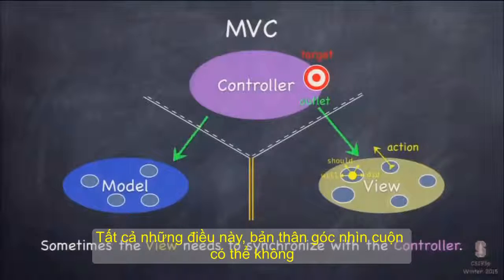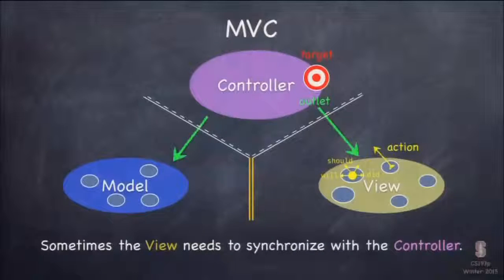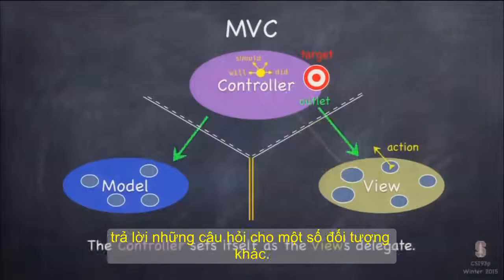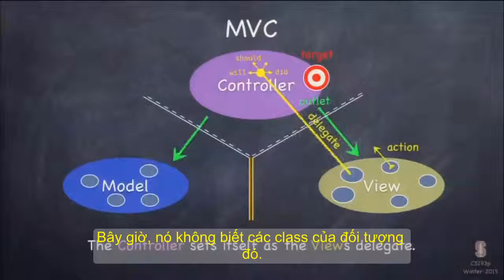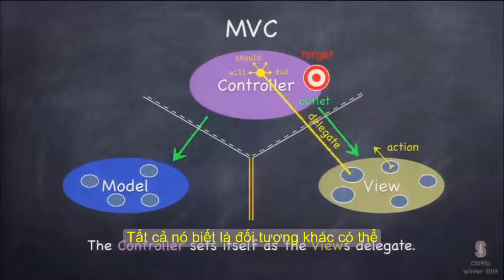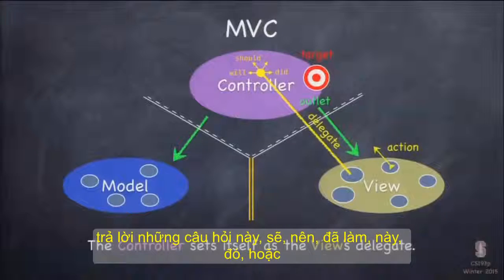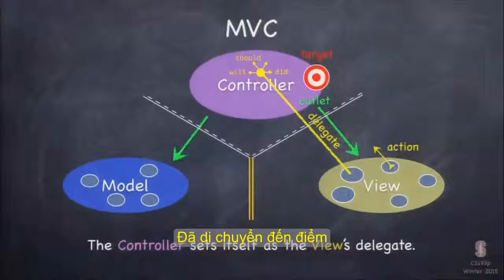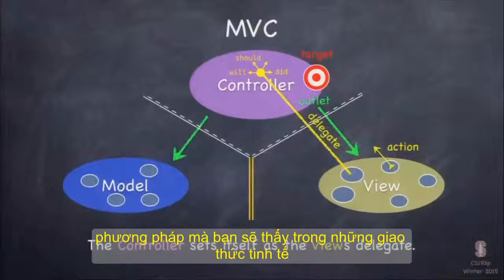All those things, the scroll view itself might not have enough logic to know the answer to those questions. So what it does is it delegates the authority to answer those questions to some other object. Now, it doesn't know the class of that object. All it knows is that other object can answer these questions. Will, should, did, this, that, or the other thing, like should allow scrolling, did scroll to point, things like that. So those are the kind of methods you're going to see in these delegate protocols.